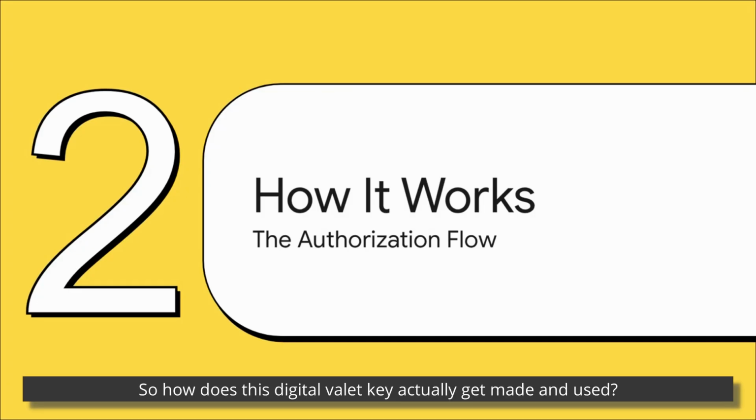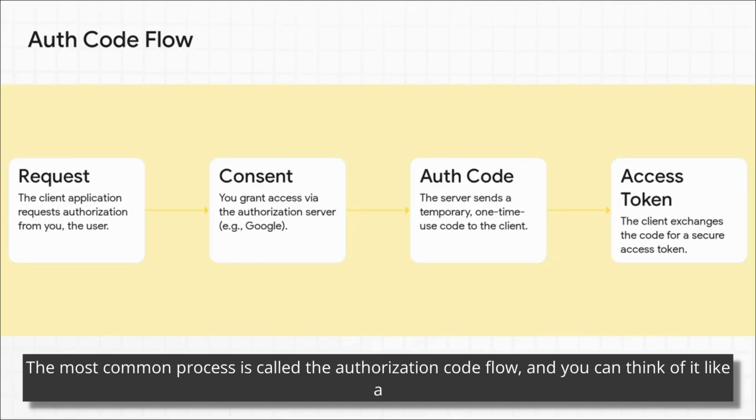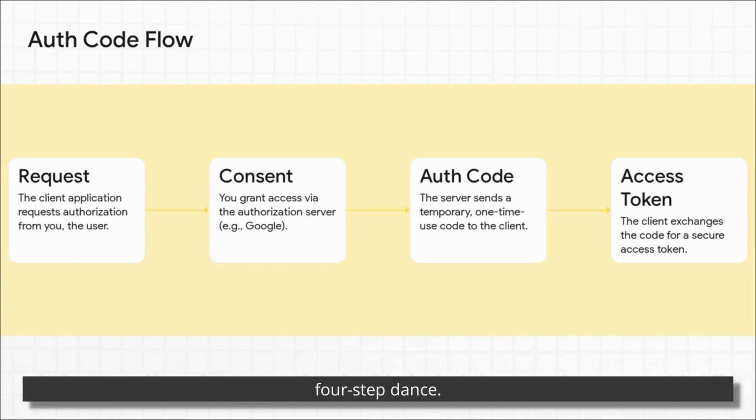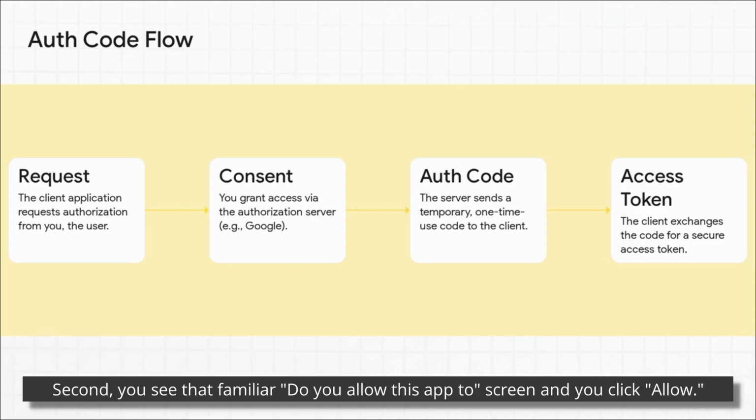So how does this digital valet key actually get made and used? Let's pop the hood for a minute and take a look at the most common workflow. The most common process is called the authorization code flow, and you can think of it like a four-step dance. First, the app you're using, let's call it the client, asks you for permission. It actually redirects you over to the service where your data is, like Google. That's the authorization server. Second, you see that familiar "Do you allow this app to?" screen, and you click Allow.